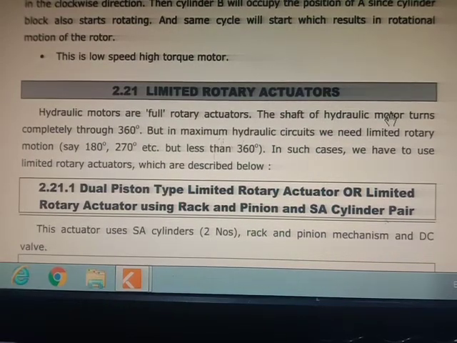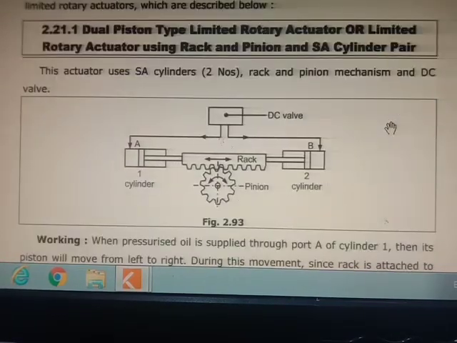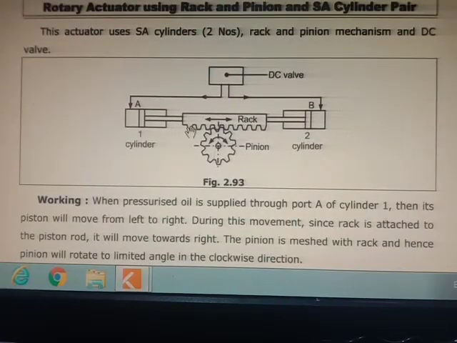And what is happening in the case of the limited rotary actuator? The hydraulic motor is not completely turned through 360 degrees, but it is rotated through some degrees, less than 360 degrees, and therefore it is known as a limited rotary actuator. So you can see here, this is one example of a limited rotary actuator. These are the two cylinders.